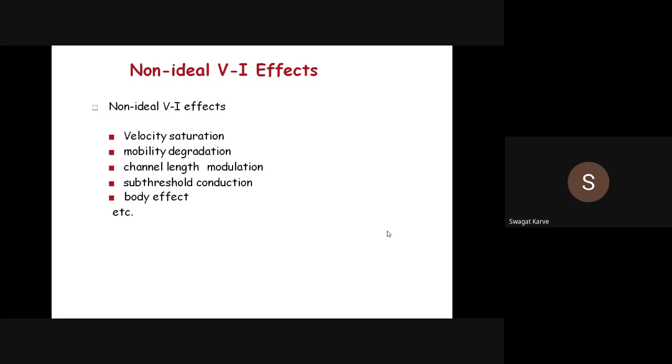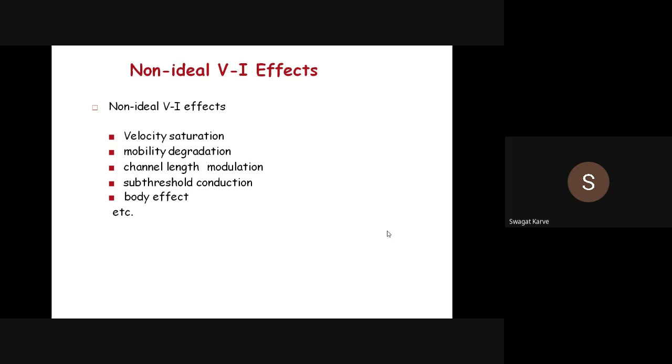Velocity saturation. Again, I will repeat. These are the non-ideal effects. That means there is no perfect relationship, or any kind of linear relationship, between voltage and current, and these are the non-ideal VI characteristics. Then mobility degradation, then channel length modulation, subthreshold conduction, and body effect.